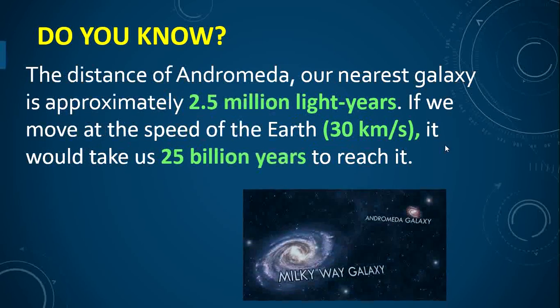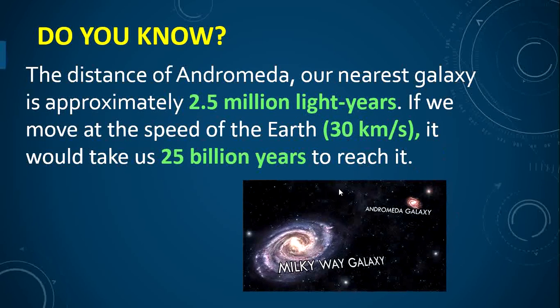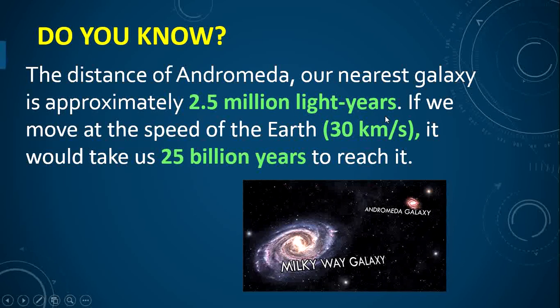The distance of Andromeda, our nearest galaxy, is approximately 2.5 million light years. What is a light year? The distance travelled by light in 1 year is called a light year. The speed of the earth is 30 km per second, so it would take us 25 billion years to reach it.